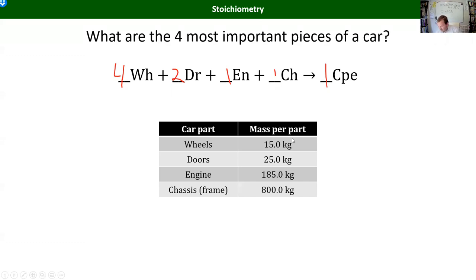If we wanted to add all of that up, that's just like finding our molecular weight. We're just going to take all of these pieces and add them up. Four wheels times 15 kilograms per wheel. So 60 plus 50 plus 185 plus 800.